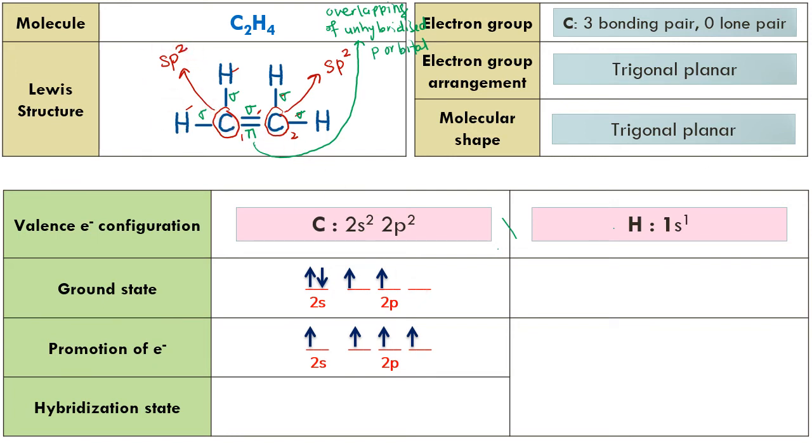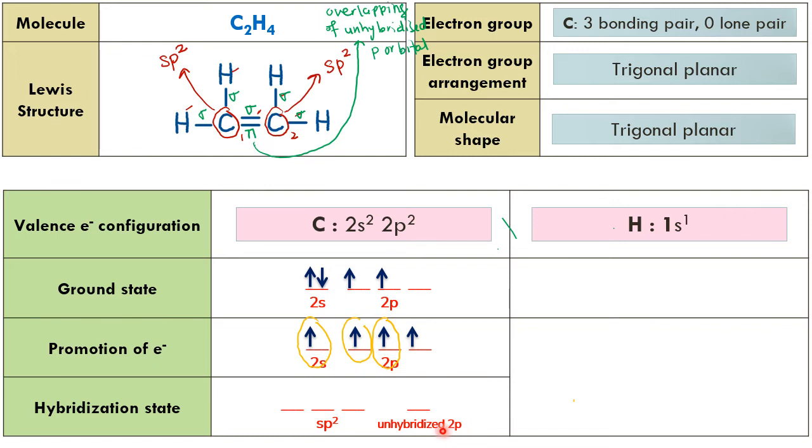So sp2 is a mixing of 1s orbital dan juga 2p orbital. Okay, jadi dekat sini as you can see, we only use this 1, 2, 3 orbitals, 1s dan juga 2p orbital as our hybrid orbital dekat sini. Okay, so that's why kita akan ada dekat sini 3 sp2 orbital dan the last orbital dekat sini, kita tak gunakan untuk hybridization. So it will stay as unhybridized 2p orbital.